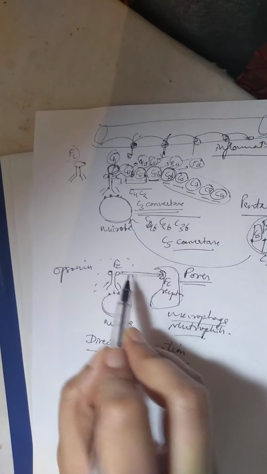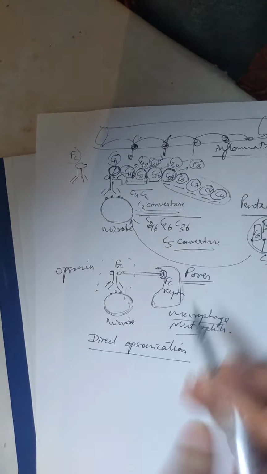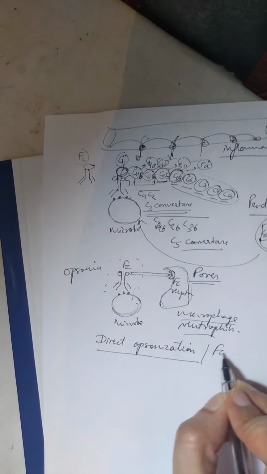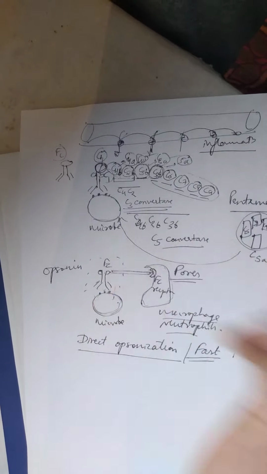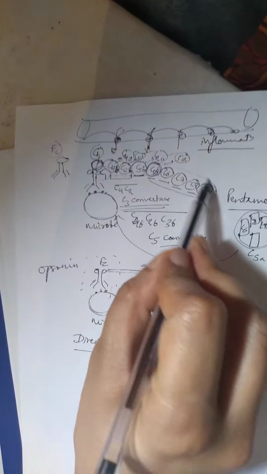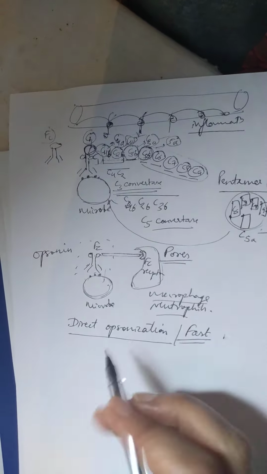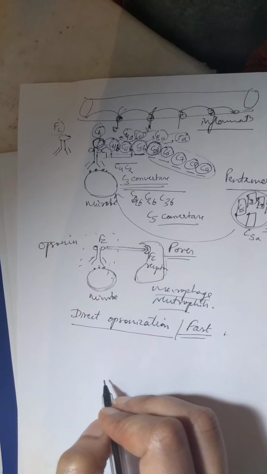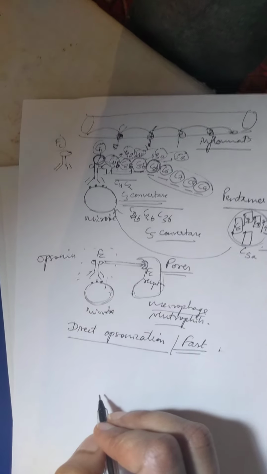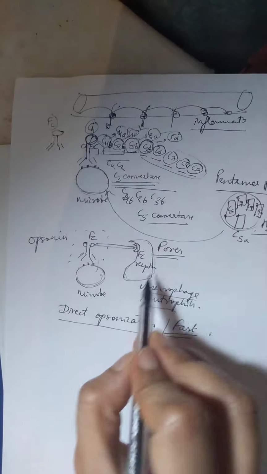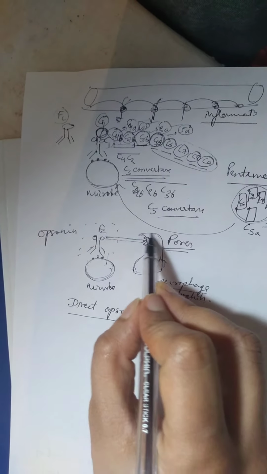So obviously if you are not involving the complement series, this has to be the fast method as compared to the complement protein pathway. Okay, now there is another way by which the microbes can be presented to the phagocytic cells.